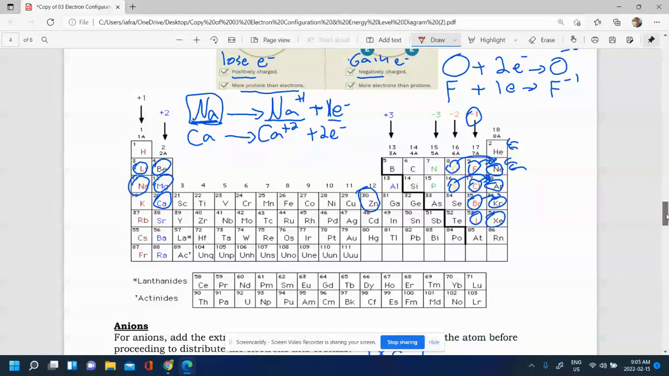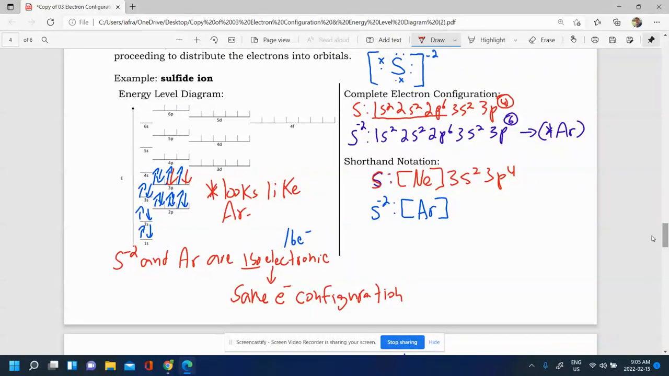cations and anions are, by briefly touching up on what wants to form a cation, which are usually the metals, they want to lose, and what wants to form an anion, which are usually the nonmetals, they want to gain to become like the noble gas that comes after them. When nonmetals gain electrons to fill their highest energy sublevel, they look like the noble gas that comes after them. And so we say they're isoelectronic to each other. We say they have the same electron configuration. We did the examples with sulfide there.